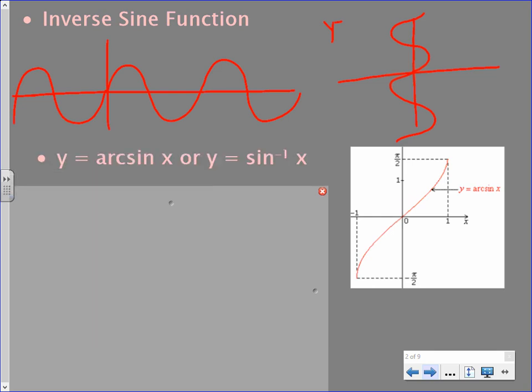First thing I need you to understand is there's two notations for the inverse sine. You're familiar with this notation, but arc sine is also the same thing. I'll tell you right now, you're going to see both. So you need to understand that those mean the same thing, and it's just the inverse sine.